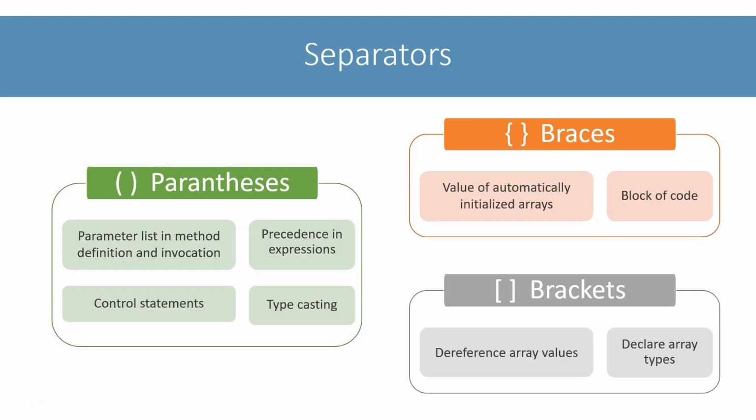Separators help define the structure of a program. There are 9 different types of separators in Java. The first separator is parentheses. Parentheses are used at multiple places in Java. The parameters that a method can accept are enclosed within a set of parentheses in the method definition. While calling the method, the values of these parameters are also enclosed within parentheses. This use of parentheses will become clearer after our discussion of functions.